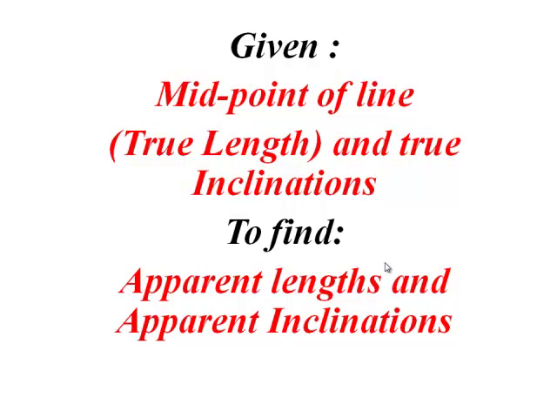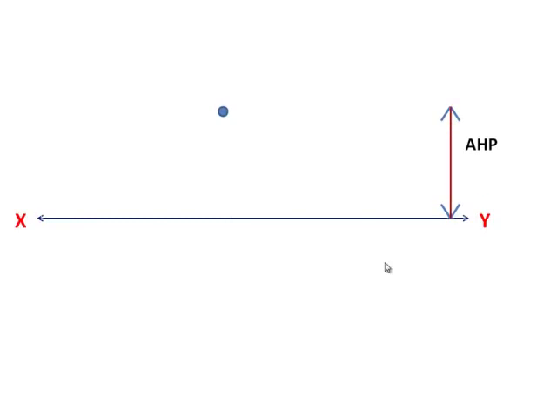It's similar to whatever you saw in the first case. But the problem is, instead of giving the starting point, they will give the midpoint of a line. So similarly, you draw XY. Above HP, they will give the midpoint location. That is M dash. If you want to take a note, that's the thing I am saying.